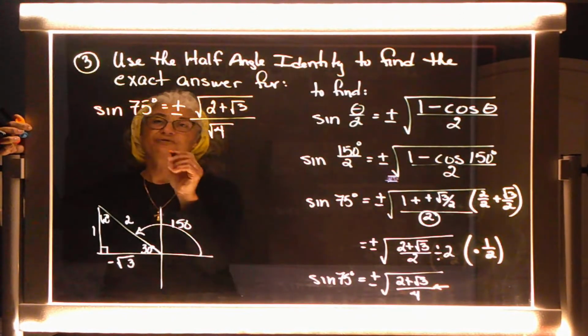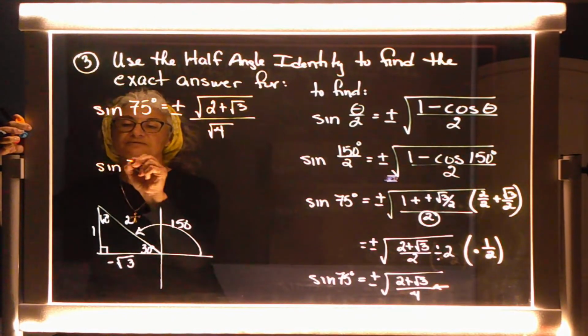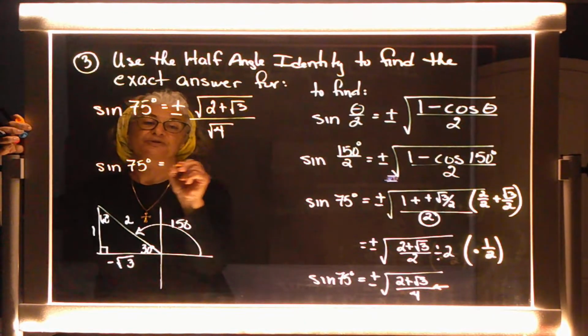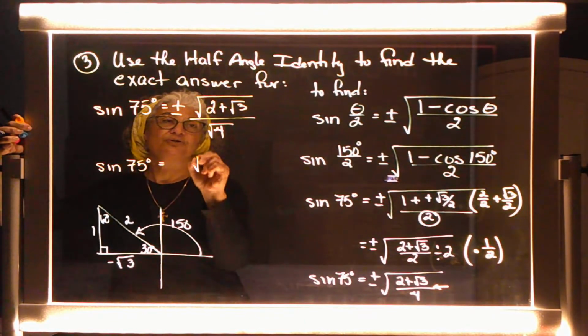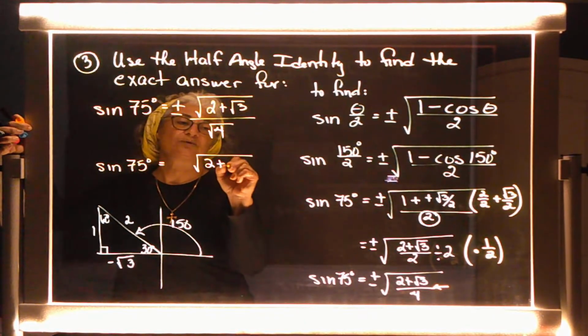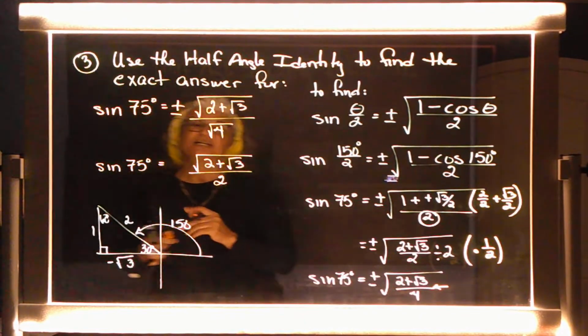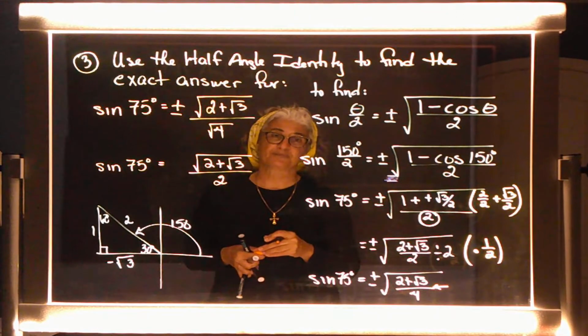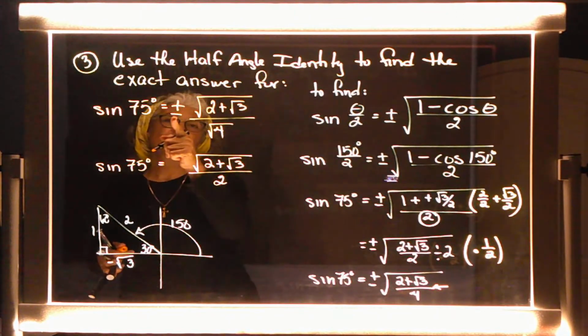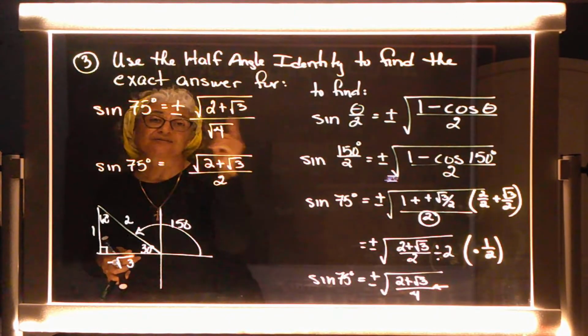You know the square root of 4. What's the square root of 4? Yeah, the square root of 4 is just 2. So the numerator I can't do anything with. The denominator is just a 2. And then I have one last question. Is my answer really going to be both answers, both positive and negative?